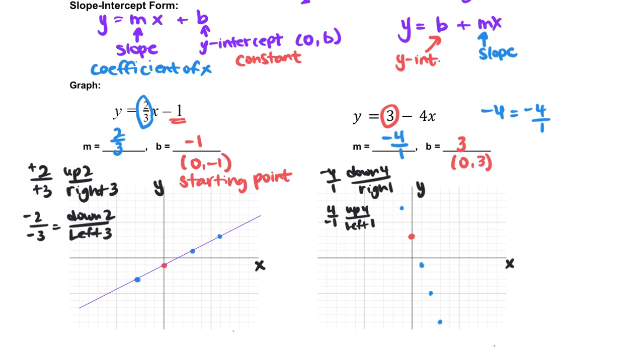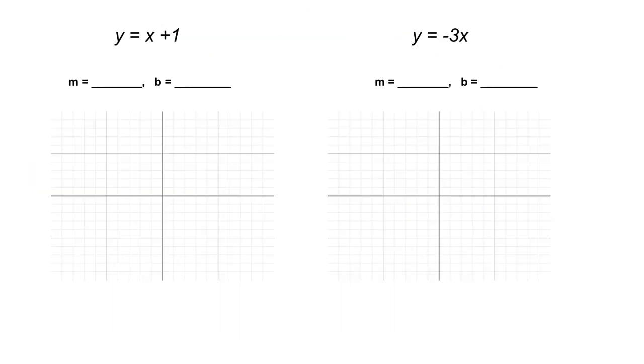And then we're going to use a straight edge to connect our points. So the graph of 3 minus 4x, we start at 3, we go down 4 over 1, and it is this negative slope line that you see right here. Couple more quick examples here.